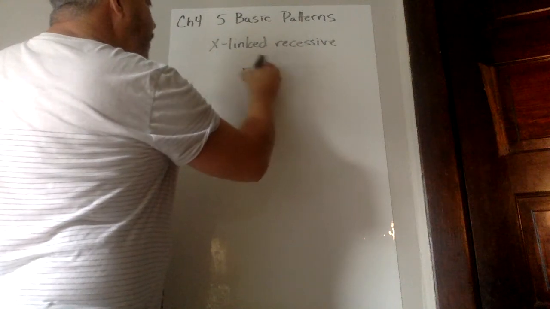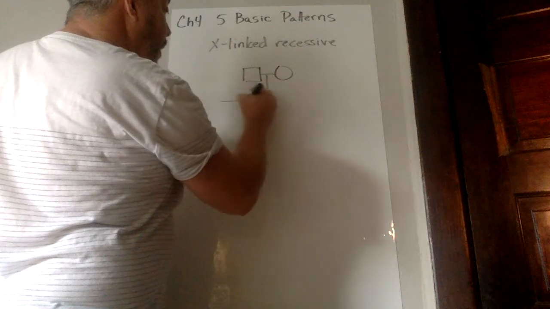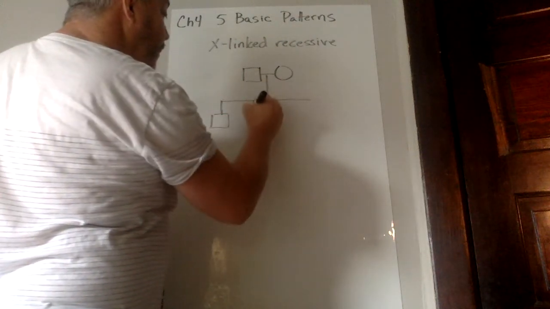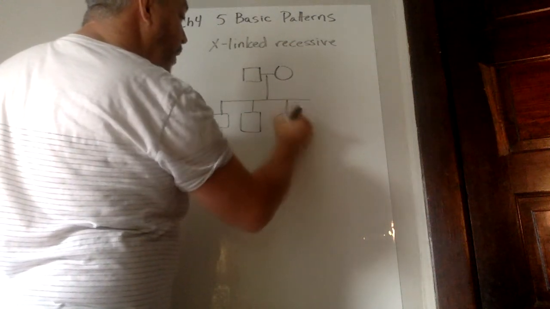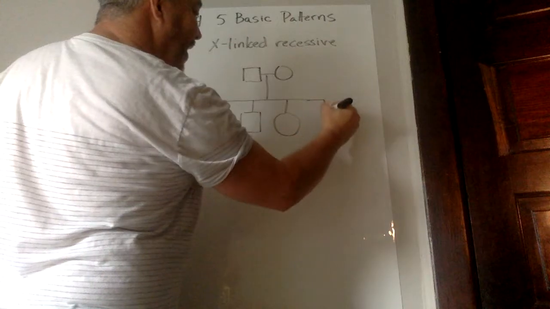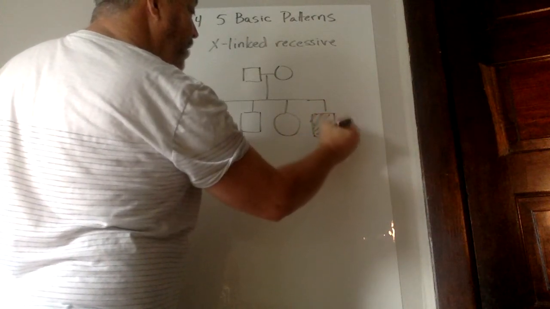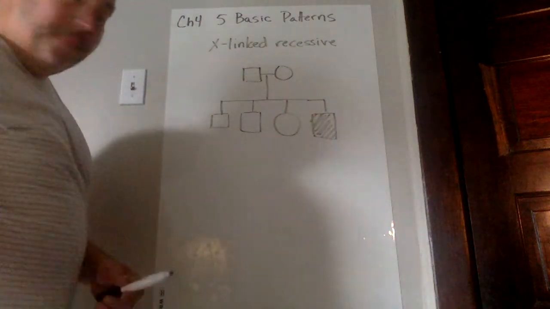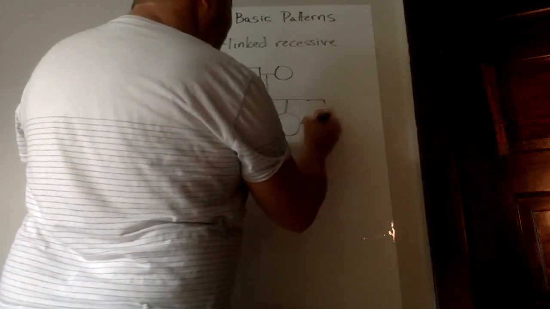So in these, we will have moms and dads, and if they have kids, I have to think about how I want to do this. Let's say we end up with an affected child here, but then this person, I didn't get myself in a frame. Let's say this individual.